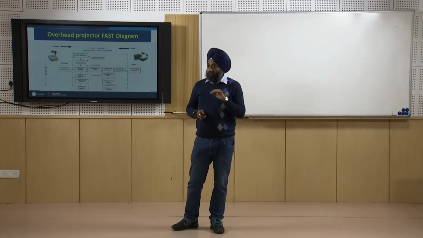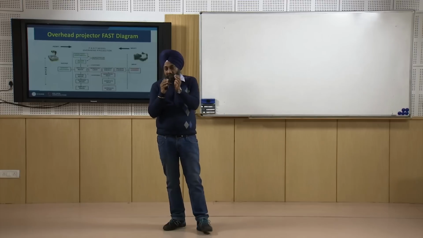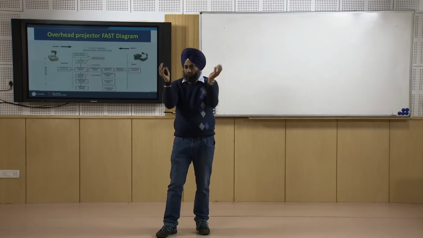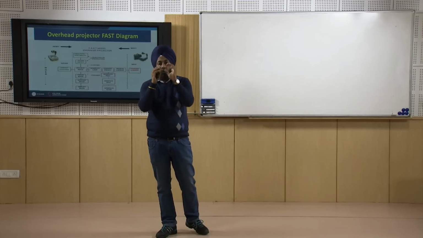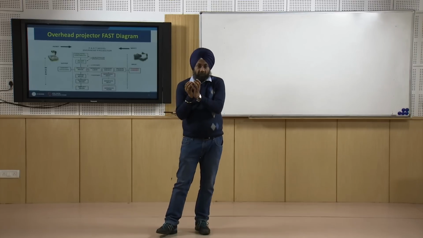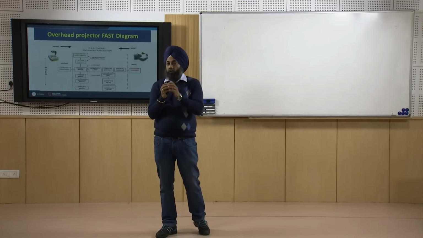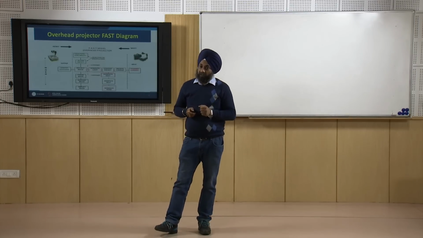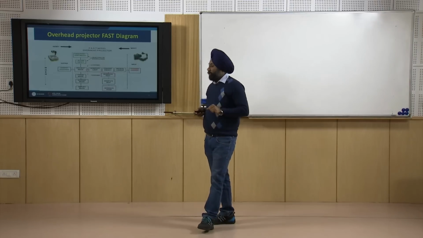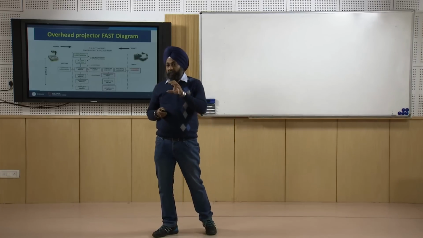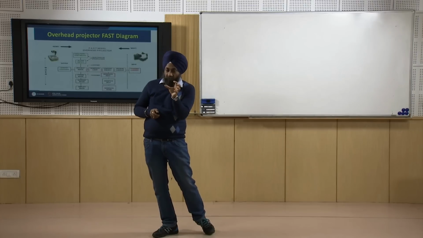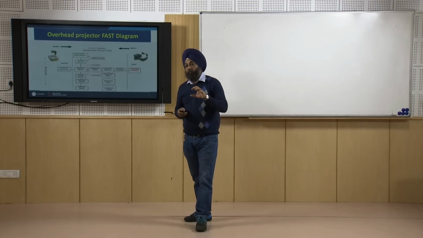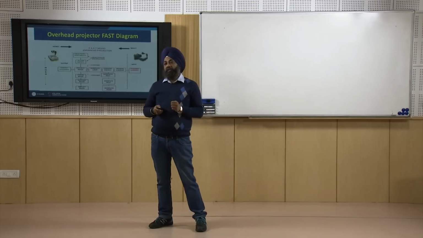So we have tried to understand how the basic fast diagramming approach can help us to list out the functions of the individual components of a structure or of a product or of an assembly, and try to eliminate or redesign or reinvent the product in such a way so that our product adds value to the customer. So that is the basic concept of fast diagramming. We have seen that a pencil can also have certain modifications in order to suit the customer requirements. Similarly, the overhead projector can also be redesigned in order to suit the customer requirements.